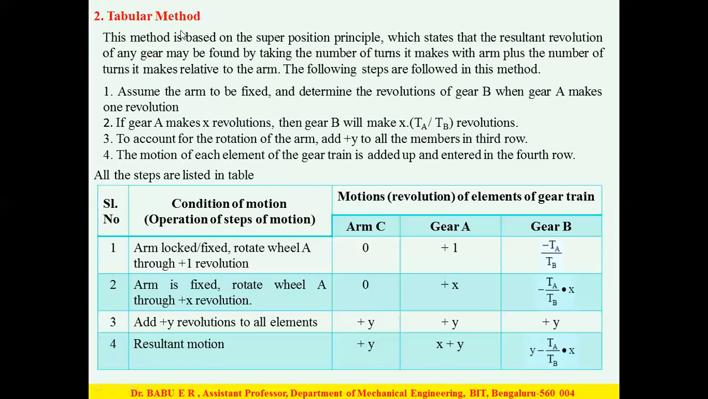With this, you can find out the speeds of any gear. The speed of gear A will be x plus y. The speed of the Rm is y. The speed of gear B is y minus TA by TB into x. So this is the tabular method of finding the values of the speeds of the gears.